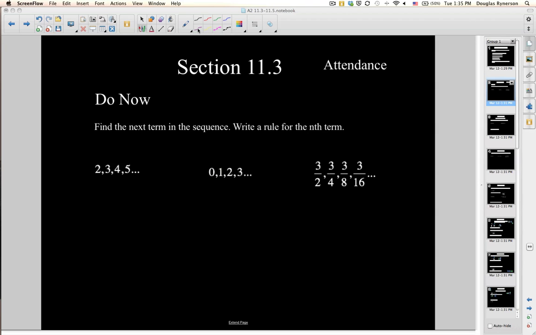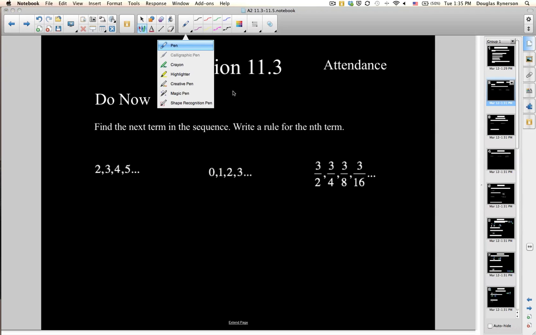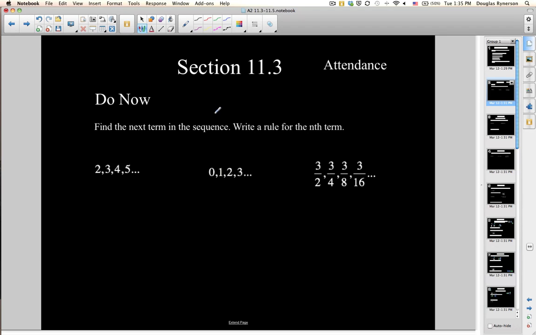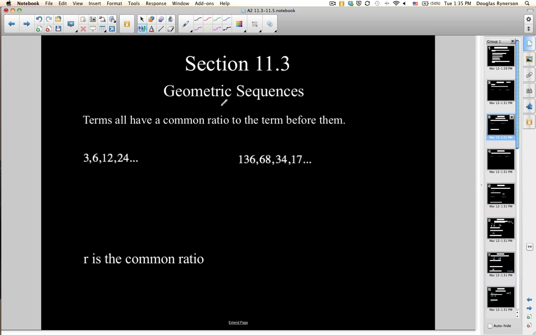In this section, we expand on what we've learned already with arithmetic sequences and begin working with another type of sequence called a geometric sequence. When you're looking at a geometric sequence, we're not looking for a common difference now, we would be looking for a common ratio. Ratio, of course, is going to be making fractions or dividing one number by another. As we did with arithmetic sequences, in geometric sequences we're comparing a term to the term before it.